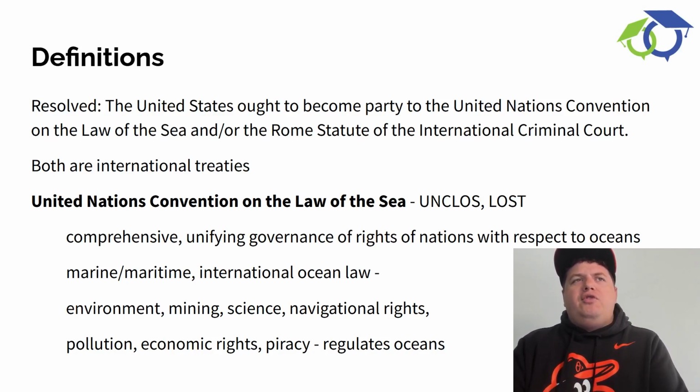But to give you a brief little summary, both of these are international treaties. The first one is the United Nations Convention on the Law of the Sea. A lot of people will abbreviate this as UNCLOS or LOST.